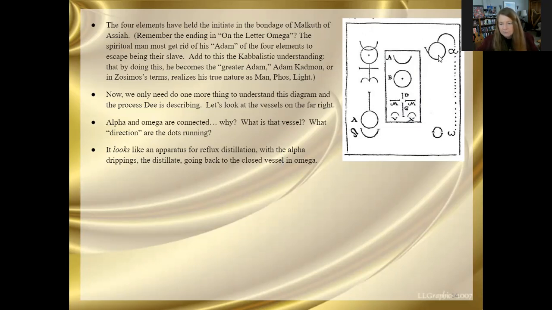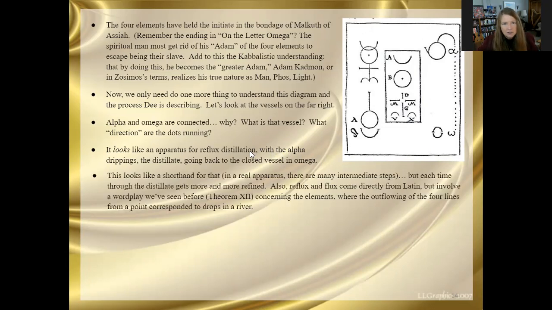So the alpha drippings, in effect, are coming down here. That's the distillate. It's going back to the closed vessel and omega. Now, if you were really doing this, there would be a bunch of intermediate steps. So it's a kind of shorthand, but each time through, the distillate gets more and more refined.